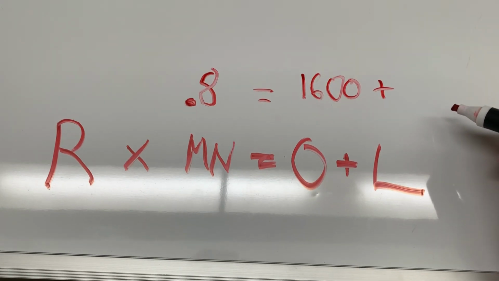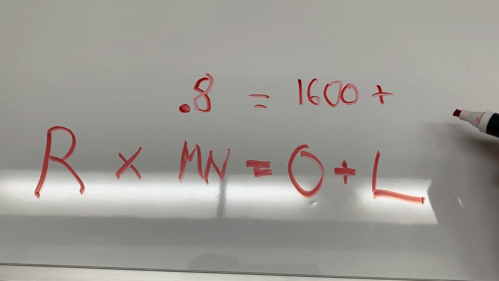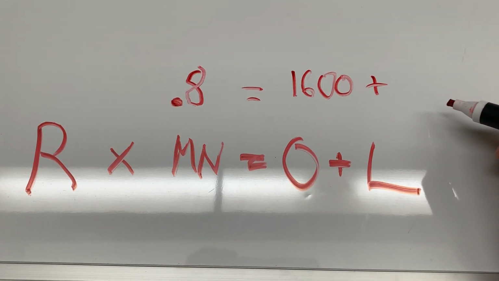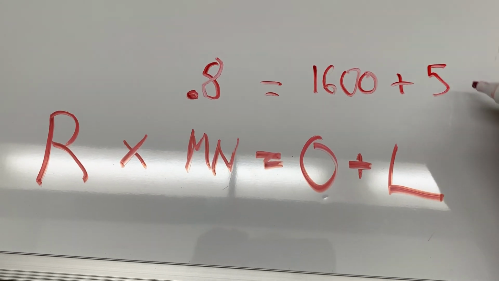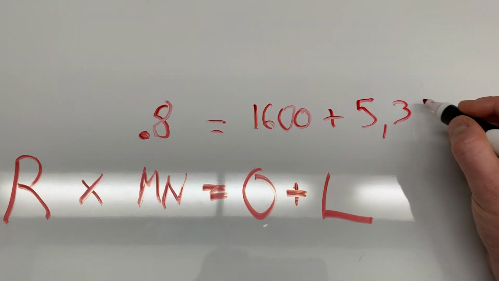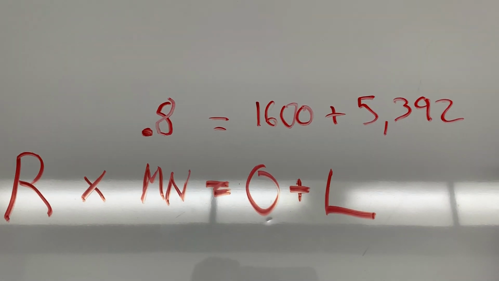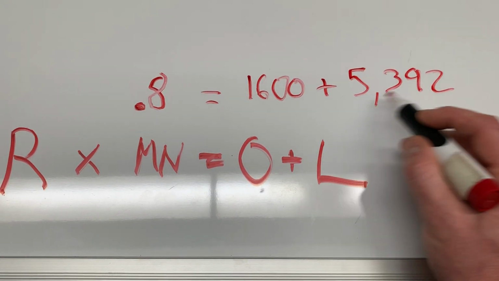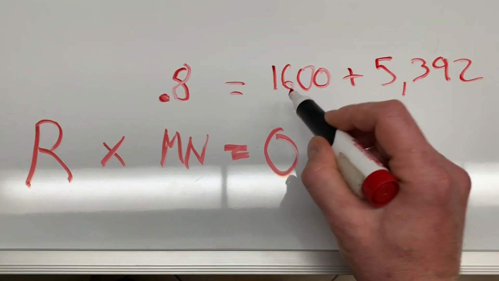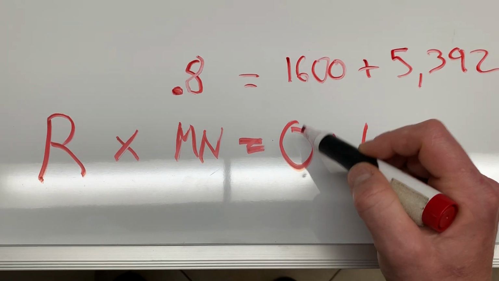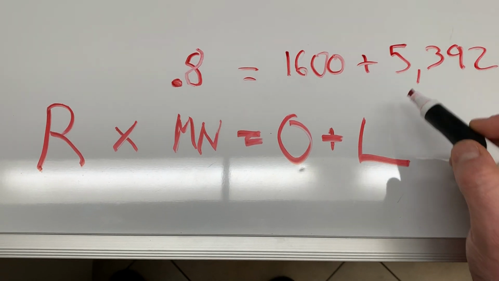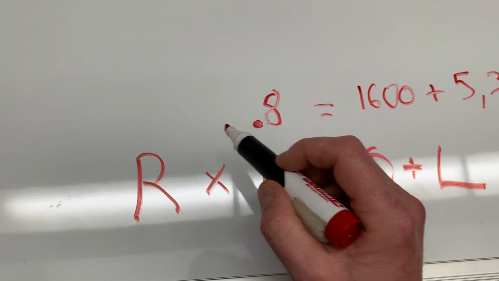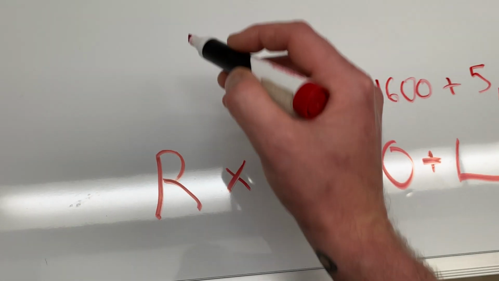If you remember my labor cost breakdown from 2 weeks ago, I think for the donut shop, I calculated out it was going to cost me about $5,392 to pay for labor, right? This is my overhead, O. This is my labor, L. I've got my magic number here, and then I have R.